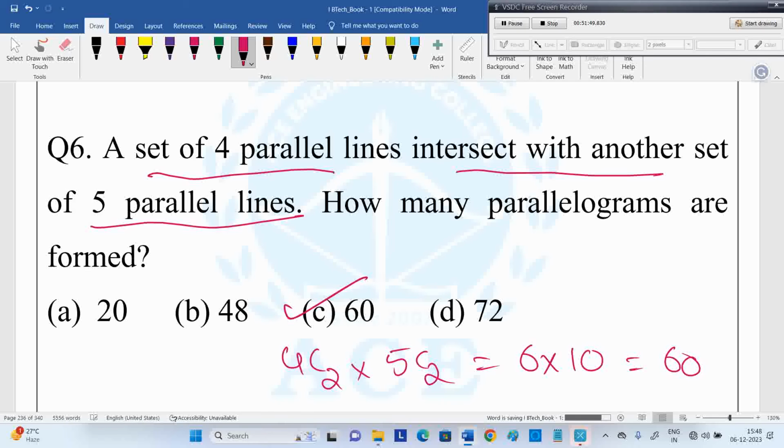Diagram not given. This question was also given in the GATE exam already. Diagram not given. 4C2 into 5C2.